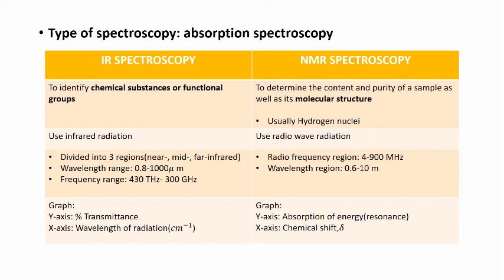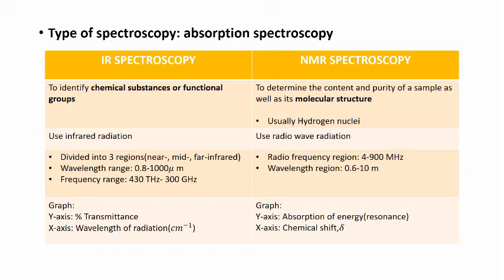Alright, so IR spectroscopy uses infrared radiation, which can be divided into three regions: near infrared, middle infrared, and also far infrared, with wavelength 0.8 to 1000 micrometer and the frequency 430 terahertz until 300 gigahertz. NMR spectroscopy uses radio wave radiation with radio frequency 4 to 900 MHz and the wavelength region 0.6 until 10 meter.